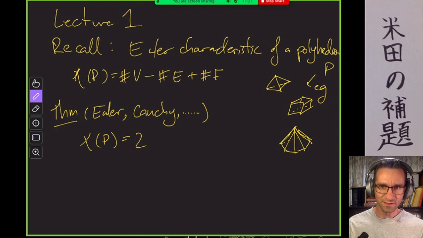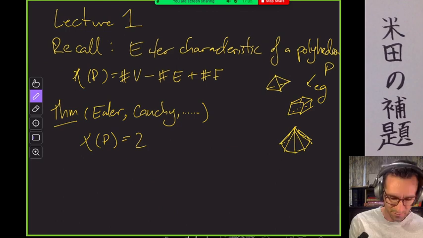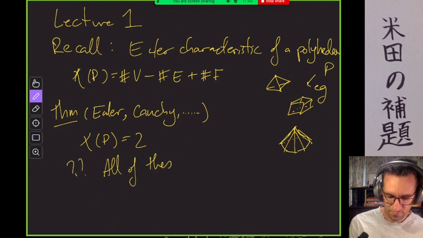Okay, all right, so the Euler characteristic is 2, right? So why is this? All of these are basically a sphere.